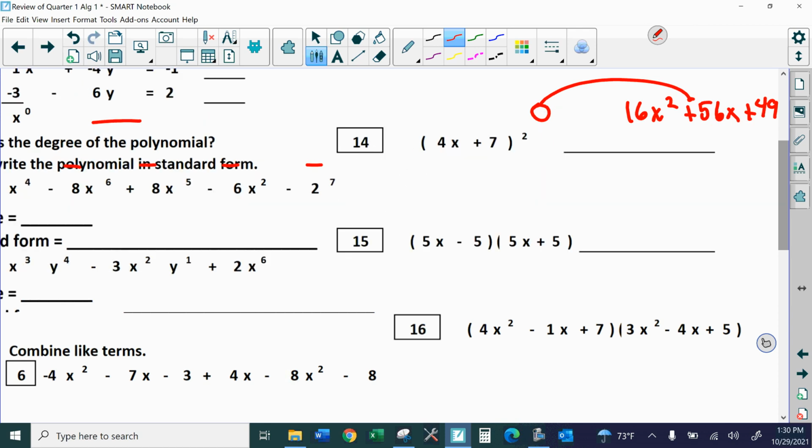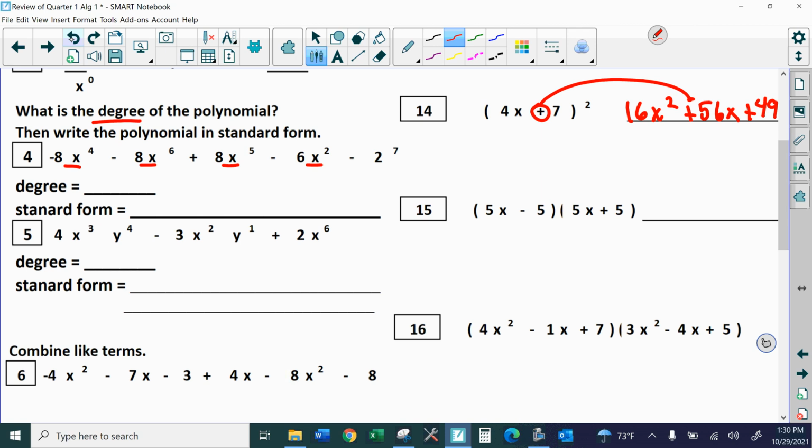So we don't look at that at all because it didn't have an x with it. I purposely put that there to see if you would choose that one. That's why I made that one the highest, to see if you pay attention to the definition that it has to be on a variable. So the highest one here is 6. So the degree is 6.